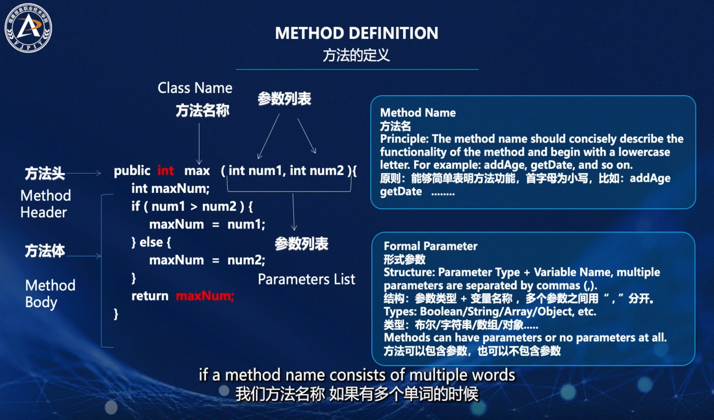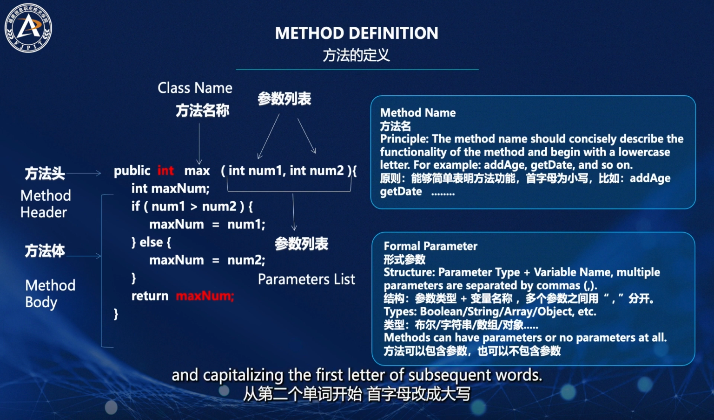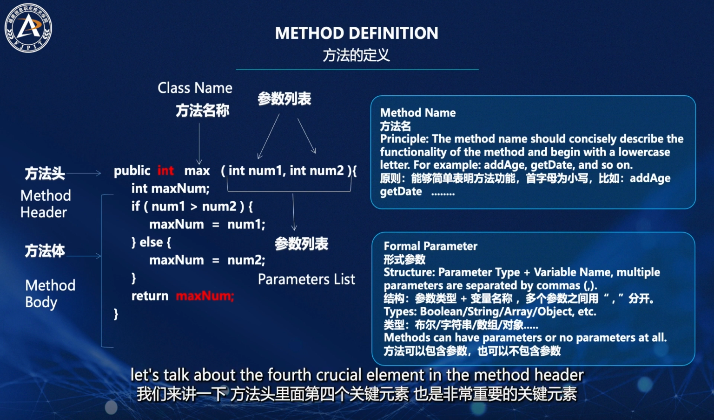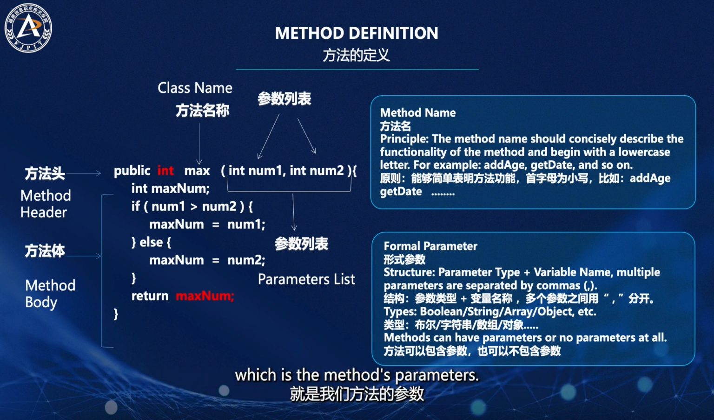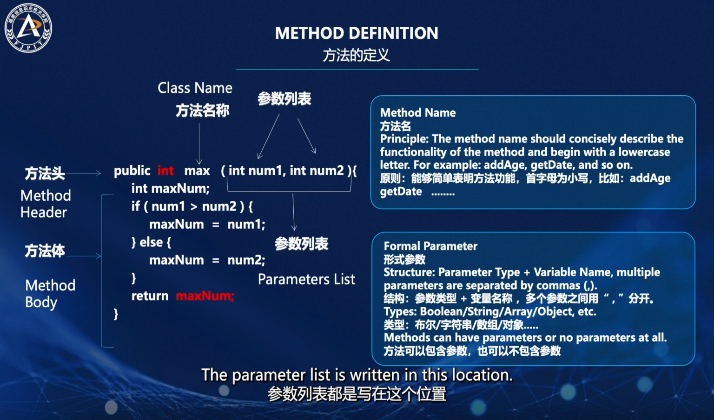Moreover, if a method name consists of multiple words, we suggest using lowercase for the first word and capitalizing the first letter of subsequent words. Next, let's talk about the fourth crucial element in the method header, which is the method's parameters. After the method name, you will find a set of parentheses, and inside these parentheses is where we define the method's parameters. The parameter list is written in this location.